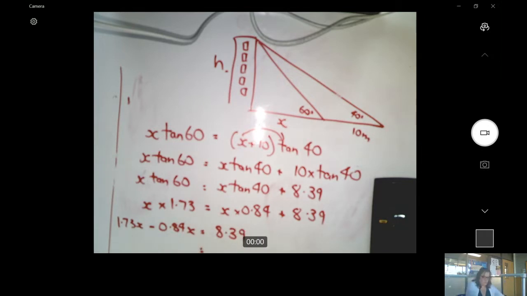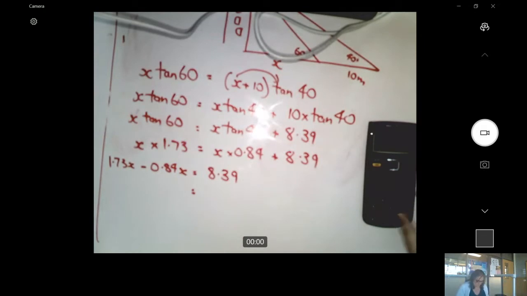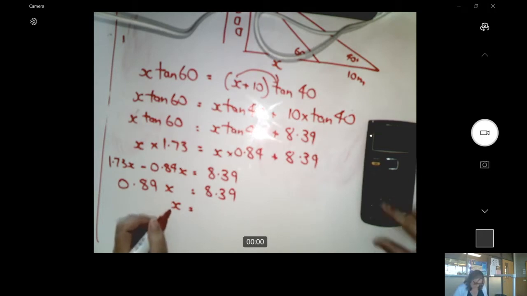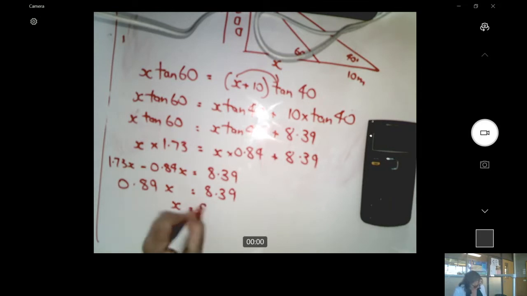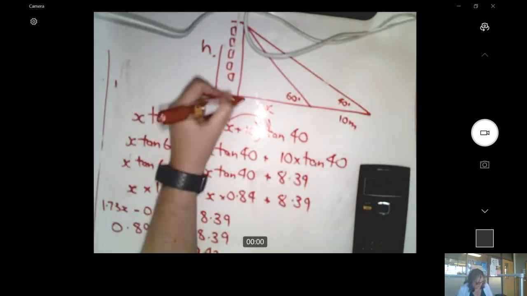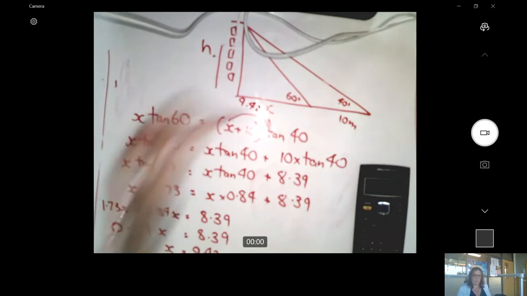And I've just run out of room. So 1.73 take away 0.84 equals 0.89x equals 8.39. To get x by itself, I will divide 8.39 by 0.89, which equals 9.42. That has not answered the question yet, because if we come back up here, we now know what this is here. This has become 9.42.